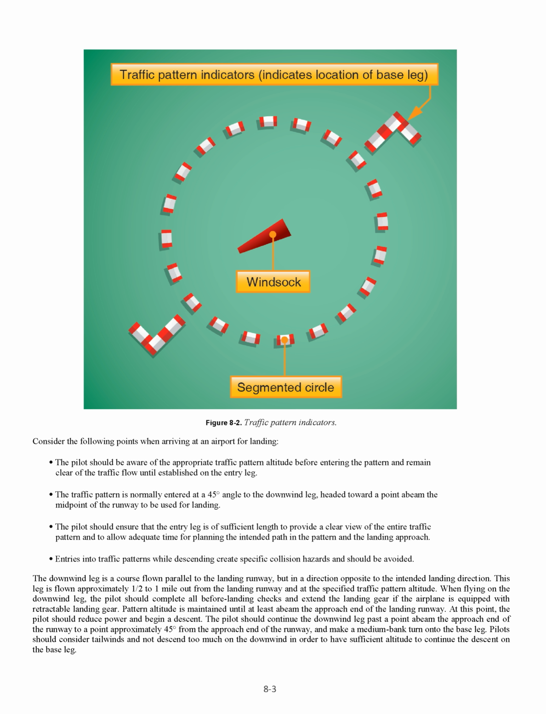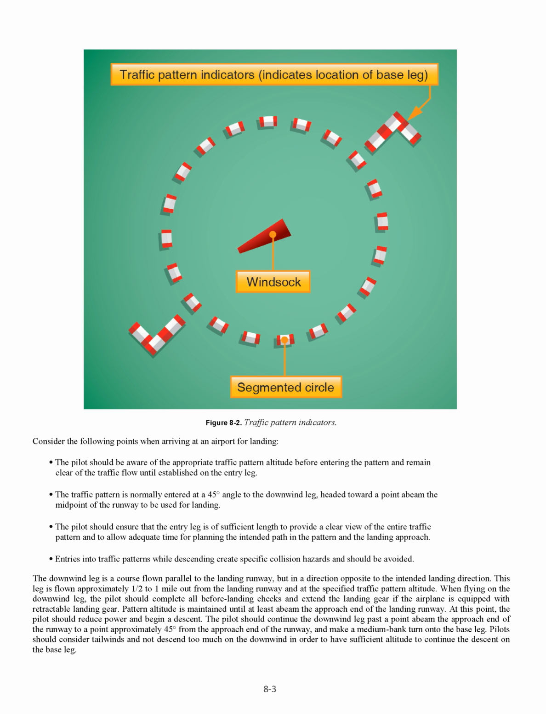The downwind leg is a course flown parallel to the landing runway, but in a direction opposite to the intended landing direction. This leg is flown approximately half to 1 mile out from the landing runway and at the specified traffic pattern altitude. When flying on the downwind leg, the pilot should complete all before landing checks and extend the landing gear if the airplane is equipped with retractable landing gear. Pattern altitude is maintained until at least abeam the approach end of the landing runway. At this point, the pilot should reduce power and begin a descent.